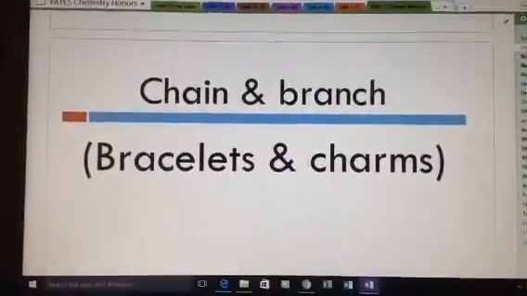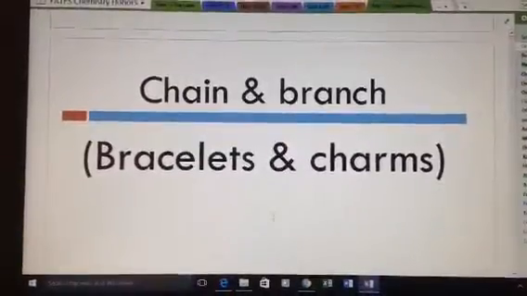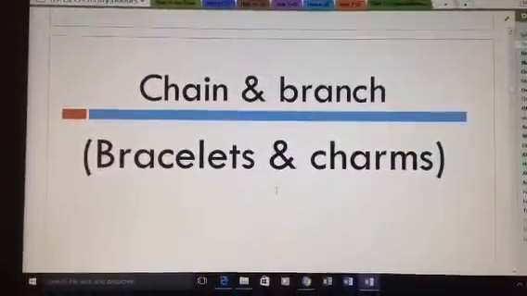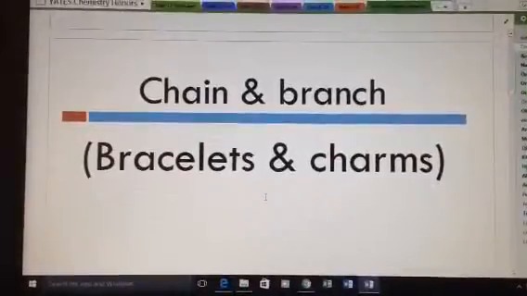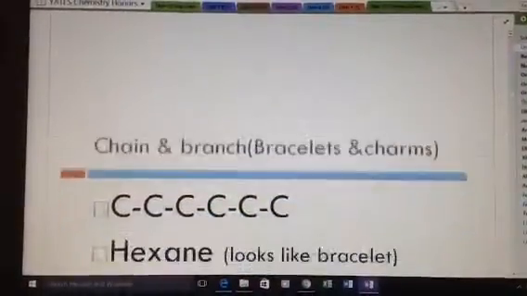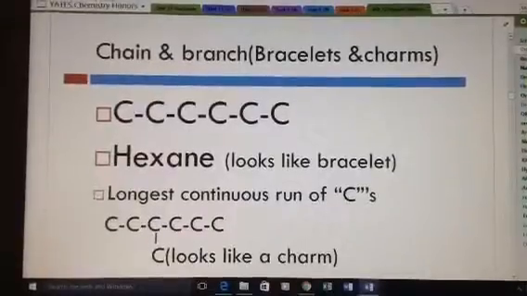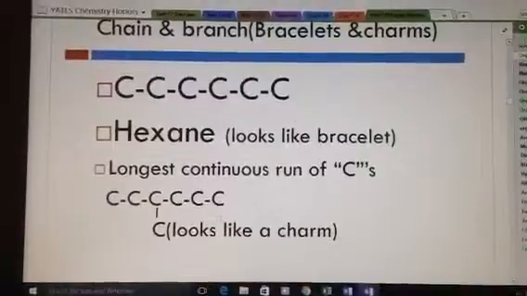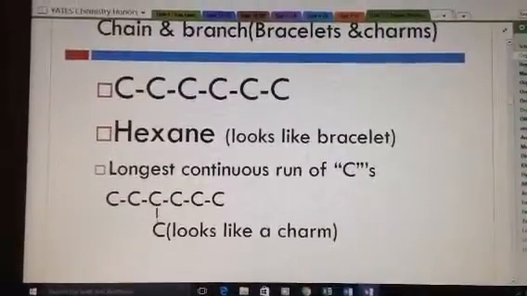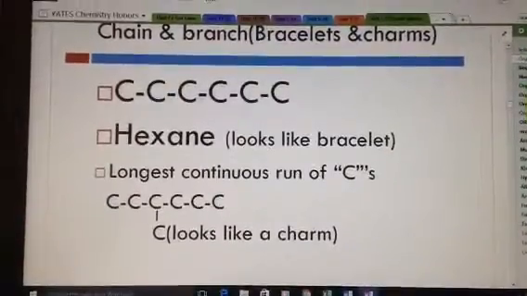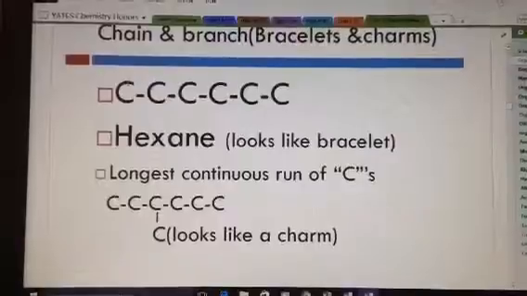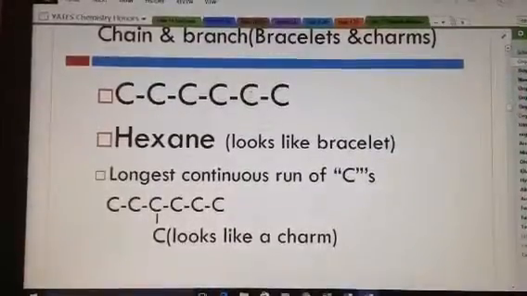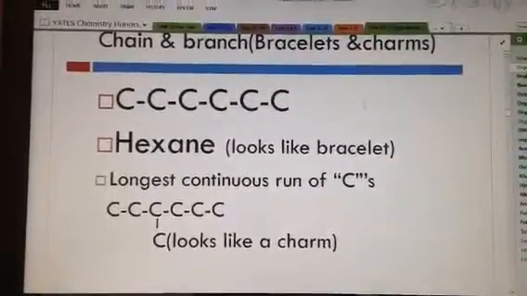Now let's talk about chain and branch organic compounds. I lovingly call these bracelets and charms, and hopefully you'll see why in just a minute. Do you see how this continuous run here looks like the bracelet, and this little piece here on the end would look like a charm on a bracelet? So, this is hexane.